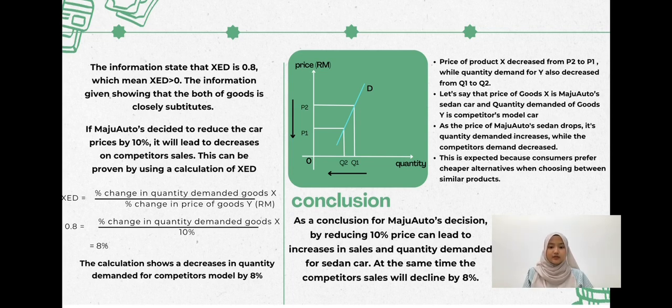Based on the diagram, we can see that the price of product X decreased from P2 to P1, while the quantity demanded for Y decreased from Q1 to Q2. The price of good X is the Maju Auto sedan car and the quantity demanded of good Y is the competitor model car. In conclusion, Maju Auto's decision to reduce price by 10% will lead to an increase in its sedan sales, while the competitor's sales will decline by 8%.